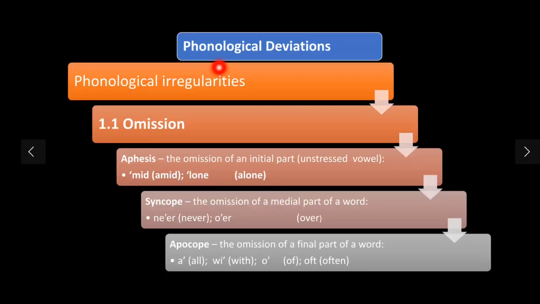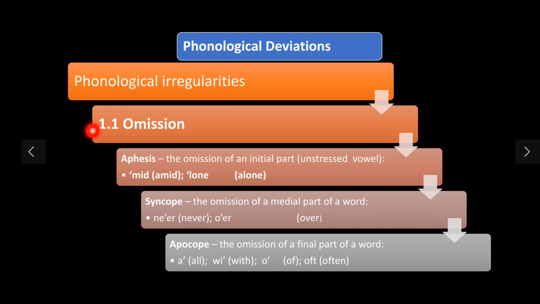So, what is phonological deviation? Phonological deviation occurs when there is phonological irregularity. So, what is phonological irregularity? Phonological irregularity occurs when there is omission. Omission of what? There will be omission of a sound.